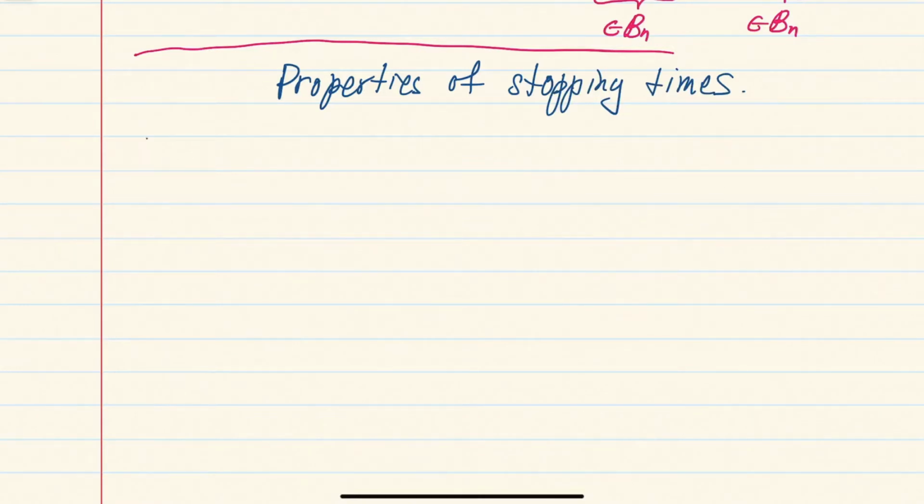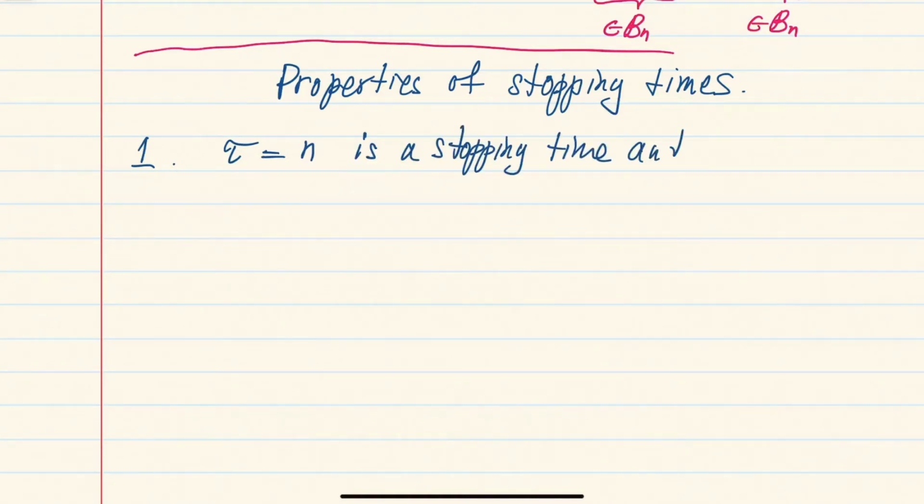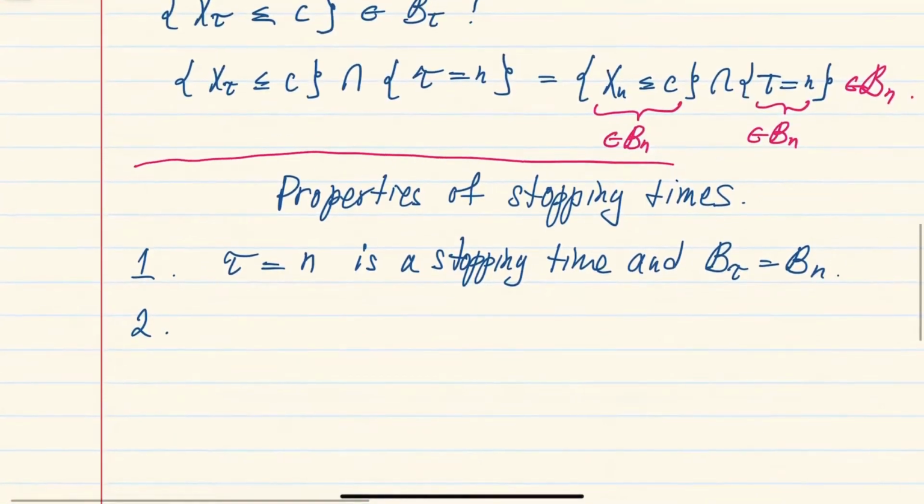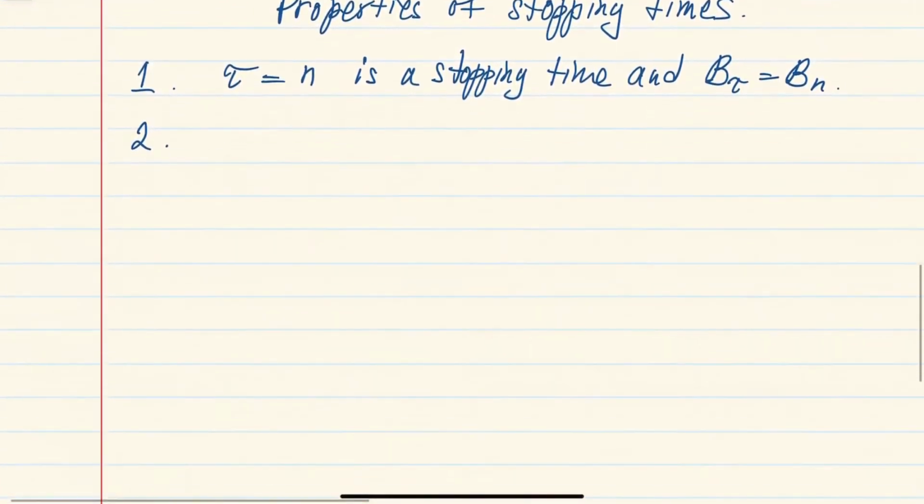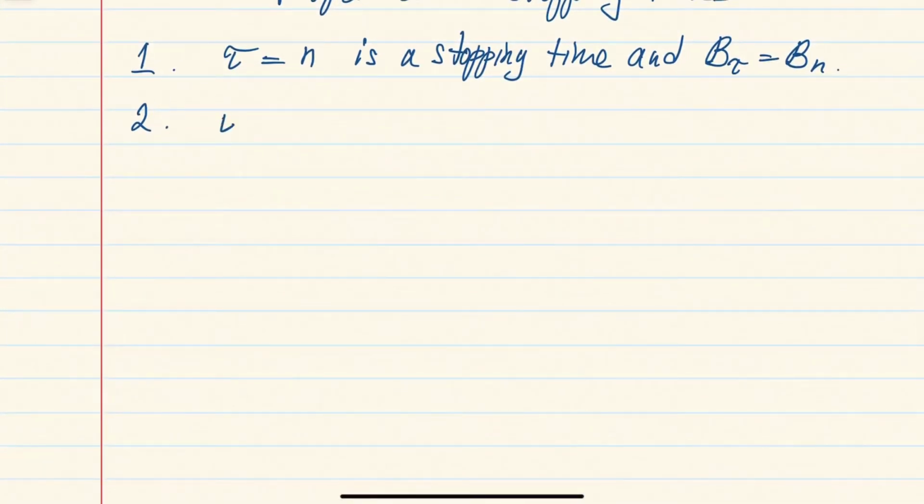Okay, well, let's start with some very basic ones. For example, if you take a non-random, just a constant tau, then of course it will be a stopping time, and the sigma algebra will be just Bn. Now, above I already gave one example that x tau was measurable with respect to the sigma algebra B tau, but let's also mention here that tau itself is measurable with respect to the sigma algebra.